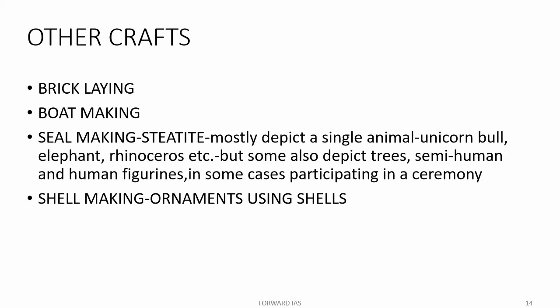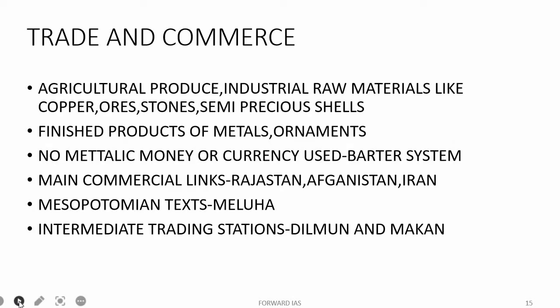Now let's see the trade and commercial relationships of the Indus Valley people. Initially there was only internal trade. Later they started external trade. They had trade relations with Rajasthan, Afghanistan, Iran, etc. In some Mesopotamian texts, the Indus Valley region is mentioned as Meluha. Also, two intermediate stations are mentioned in that text. They are Dilmun and Makan.